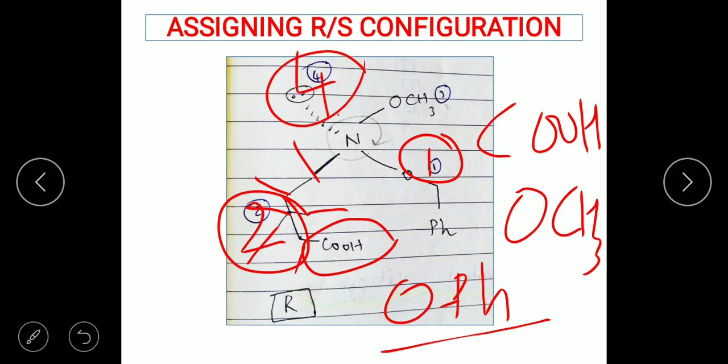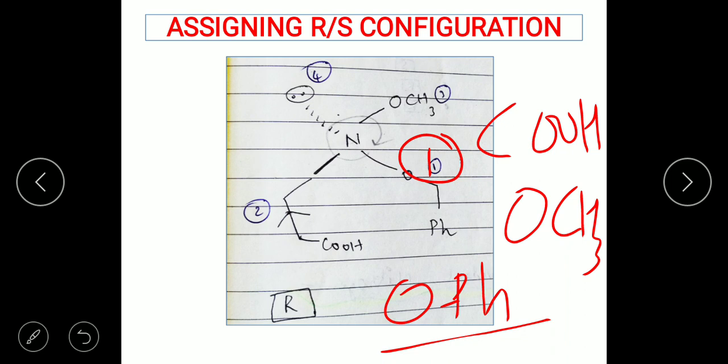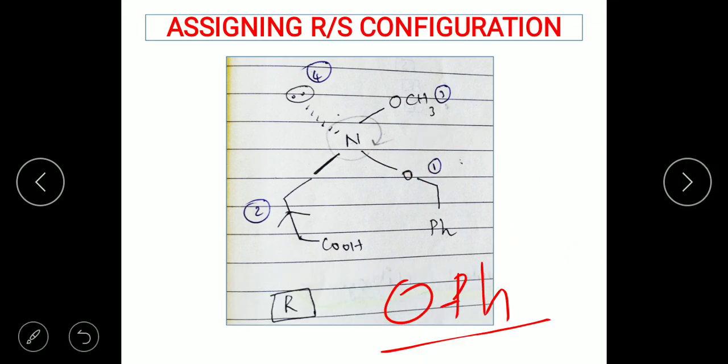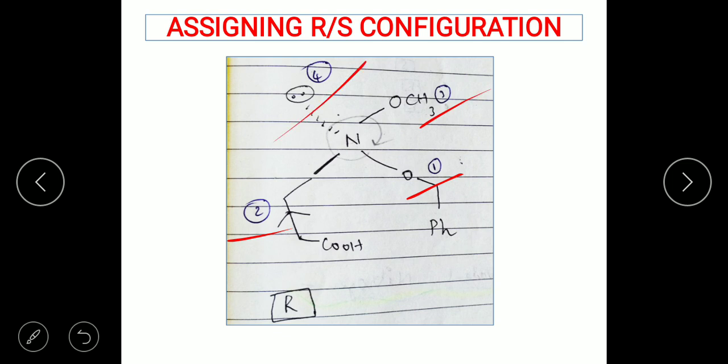Okay, now coming to the third position, it's the methoxy group. So now, it is going to move in this way. So 1 on the OPH, second group acid, third group methoxy, fourth group the lone pair. Okay, now hence it is going to be like 1, 2, 3, 4 clockwise movement. Hence we are going to assign it as the R configuration. Similarly, let's take one more example.